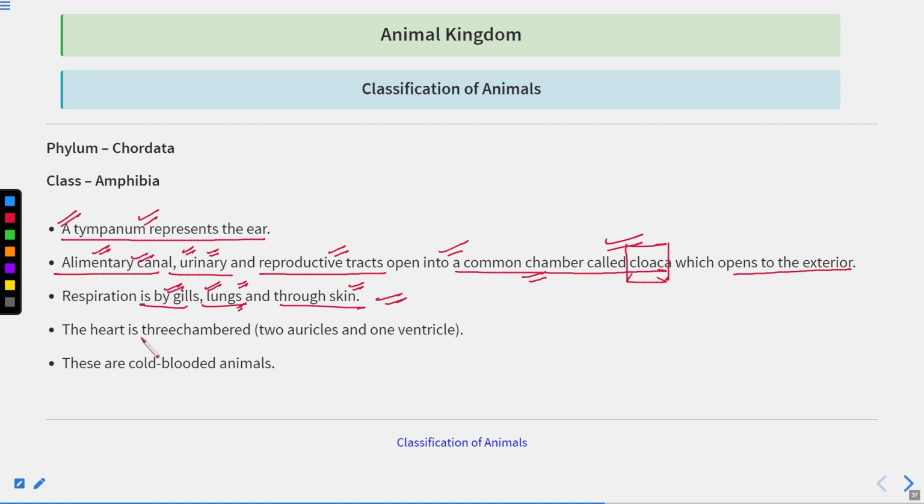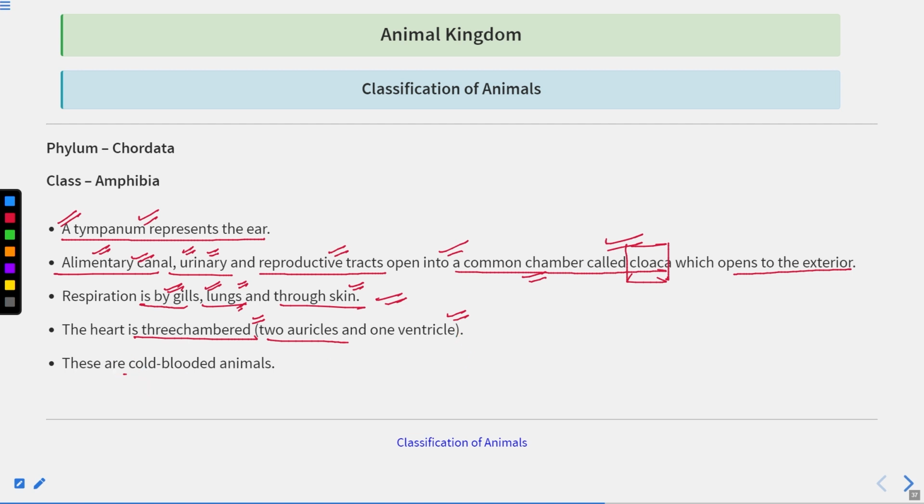The heart is three chambered. So first time you can see the three chambered heart came here. Otherwise, before this phylum, that is up to the Osteichthyes or Chondrichthyes, they are having the two chambered heart, one auricle and one ventricle. But here we are having two auricles and one ventricle, three chambered heart.